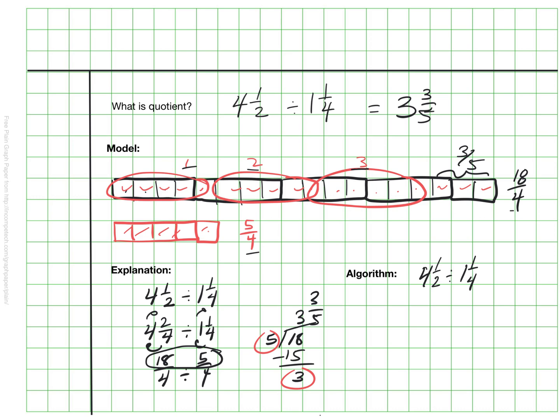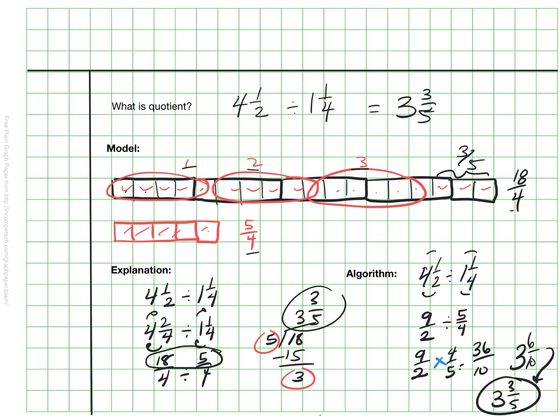Now, if I want to do it with what we call the algorithm without a picture, I still have 4.5 divided by 1 1/4, and I'm going to turn these both into improper fractions. So this will be 9 halves, and this will be 5/4. I'll keep 9 halves the same, and I'm going to turn this into a multiplication question as I use the reciprocal. And I'll get 36/10, which we know is the same as 3 6/10, or 3 3/5. Same answer, just a different way. Each of these ended up being exactly the same.